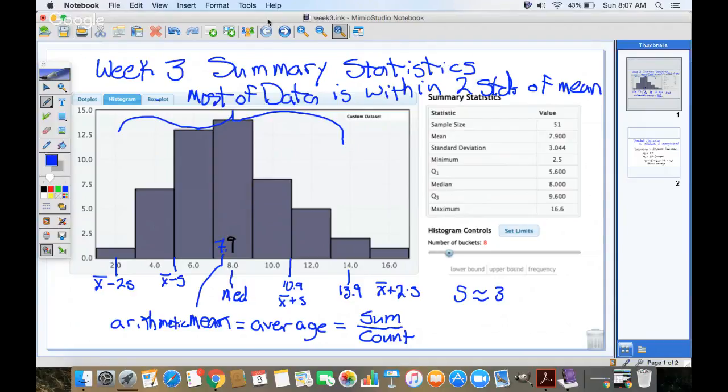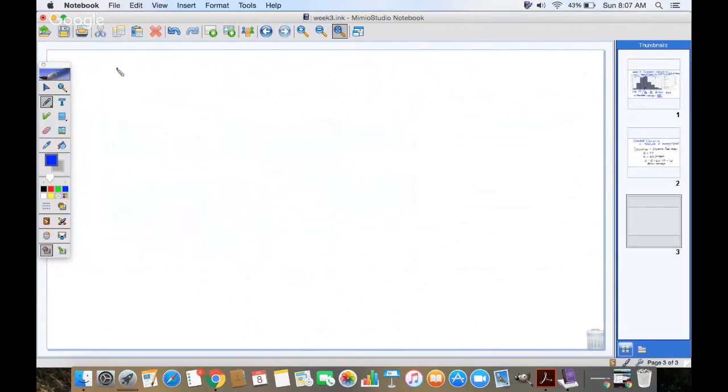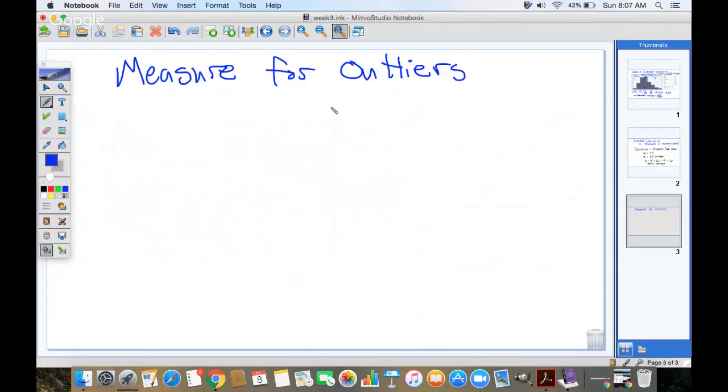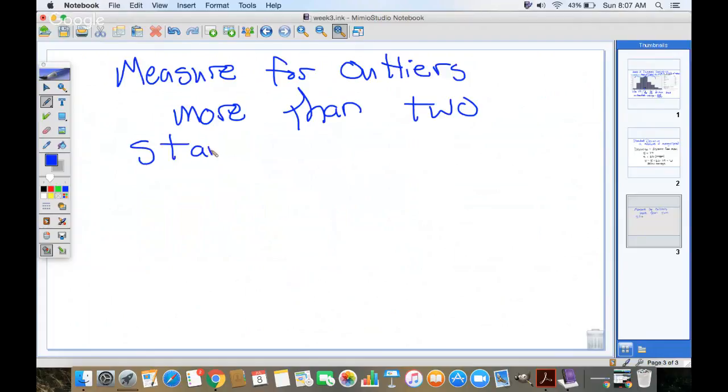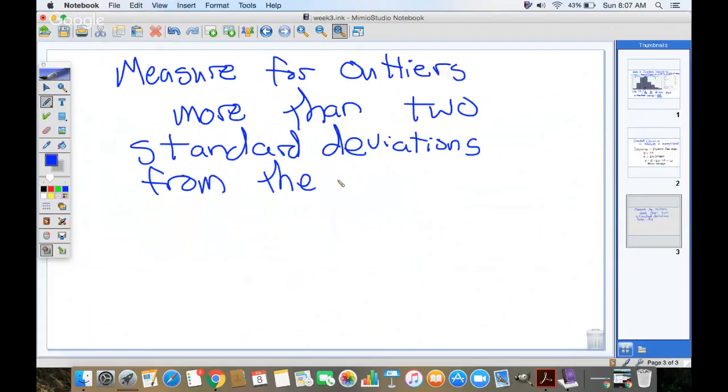We can also use that as a measure of outliers. So another measure for outliers, in addition to the box plot method, is if something is more than 2 standard deviations from the mean, it's unusually high or unusually low. Then we say that's unusual.